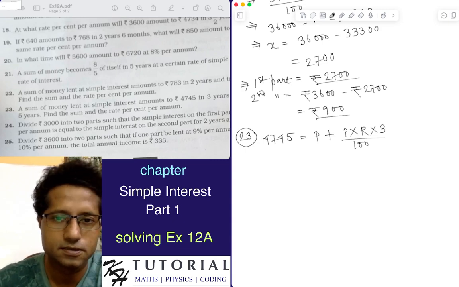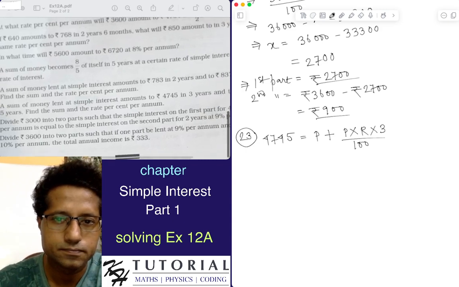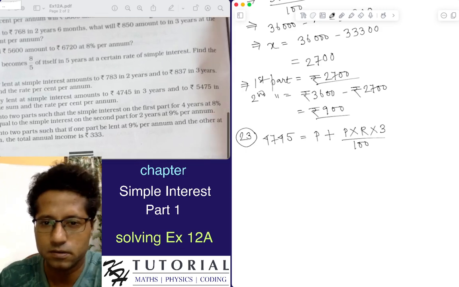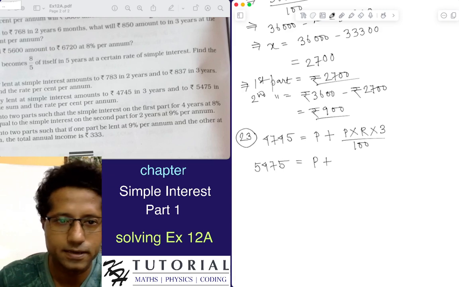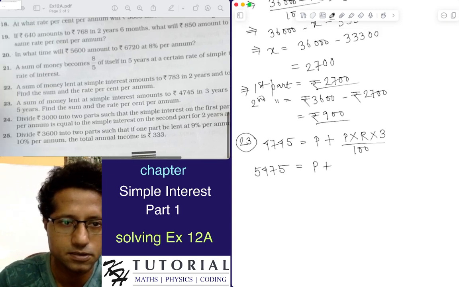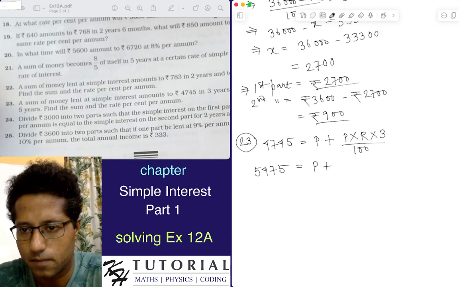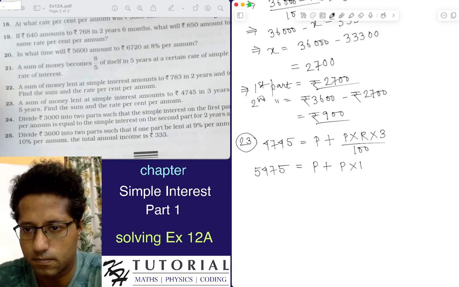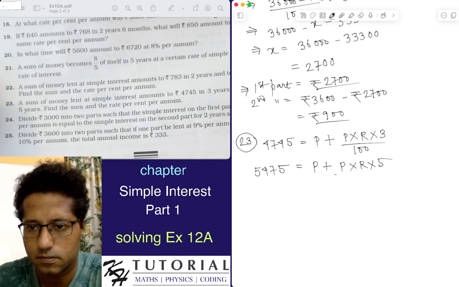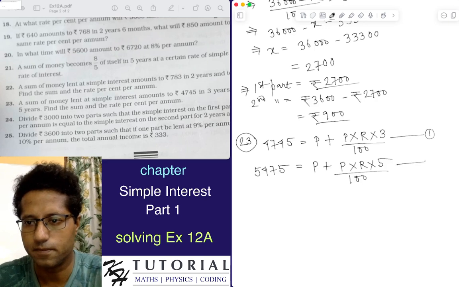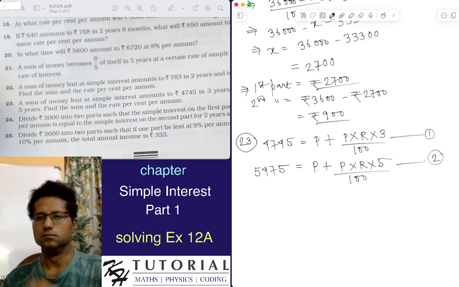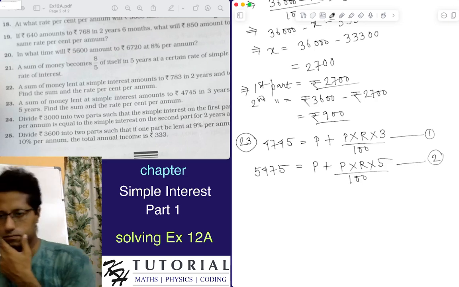Okay, and from the second case it is given that the amount is 5475 for the same principal and the same rate percent per annum, but the years is 5 years. So P is the same, rate is also the same, but we will have 5. We have these two equations. From this we have to find P and R.